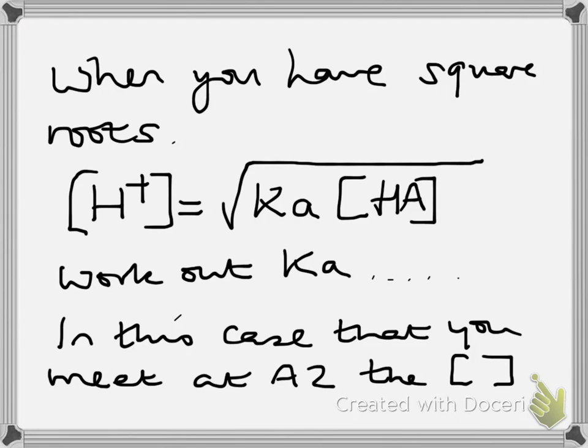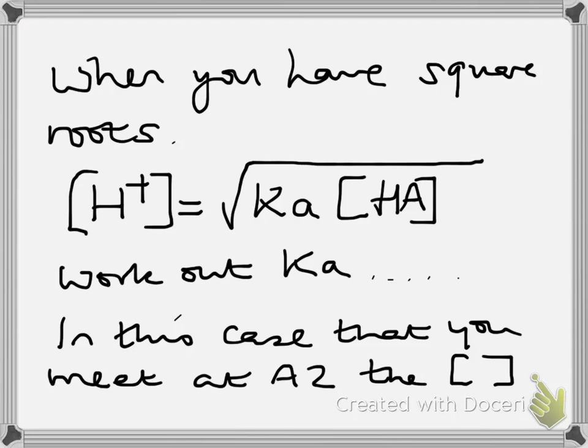When you get onto A2, we have to deal with square roots in the equation, and an equation that we use quite frequently when we're looking at acids and bases is the concentration of hydrogen ion, which is the square bracket H plus term, equals the square root of Ka, which is the acid dissociation constant term, multiplied by the concentration of HA, which is a weak acid. So although the equation looks quite complicated, we're actually only dealing with three terms. We're dealing with the concentration of hydrogen ion, Ka, which is the acid dissociation constant, and HA, the weak acid concentration.